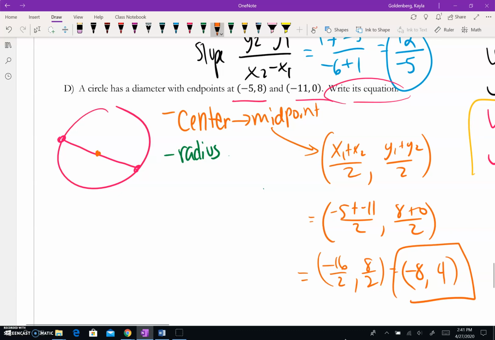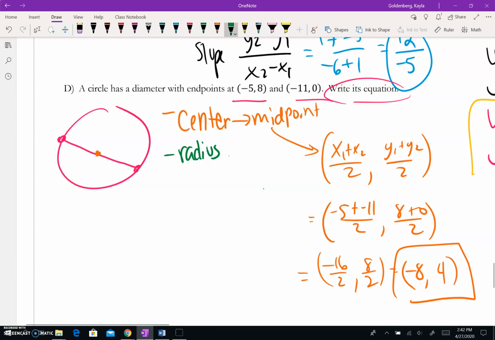And if you think through it, that makes sense. Like 4 is the y-coordinate that does land in the middle of 8 and 0. Same thing happening with -8, that would be in the middle of -5 and -11. Okay, so I'm just finding the middle. My radius work is going to be a little bit more interesting.